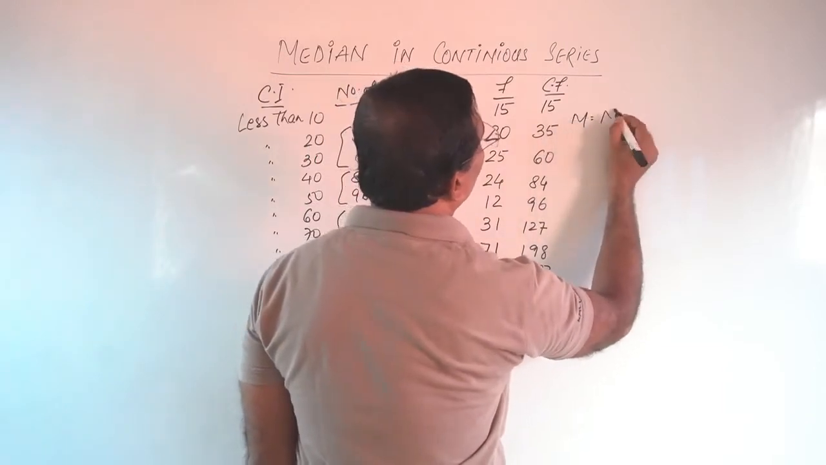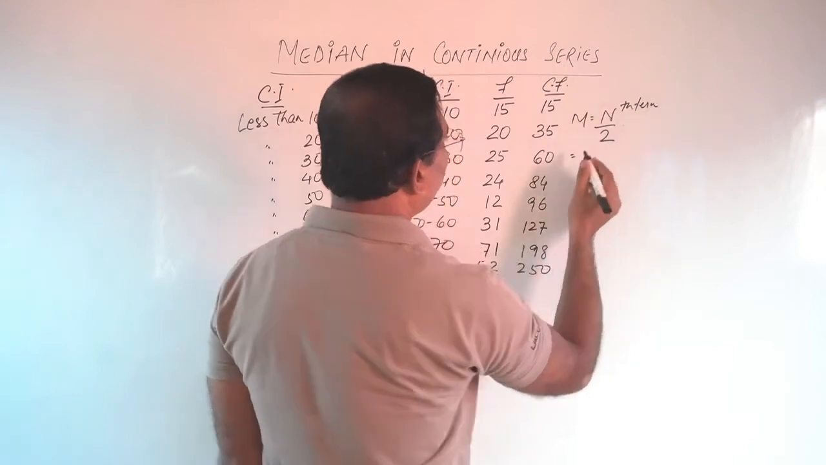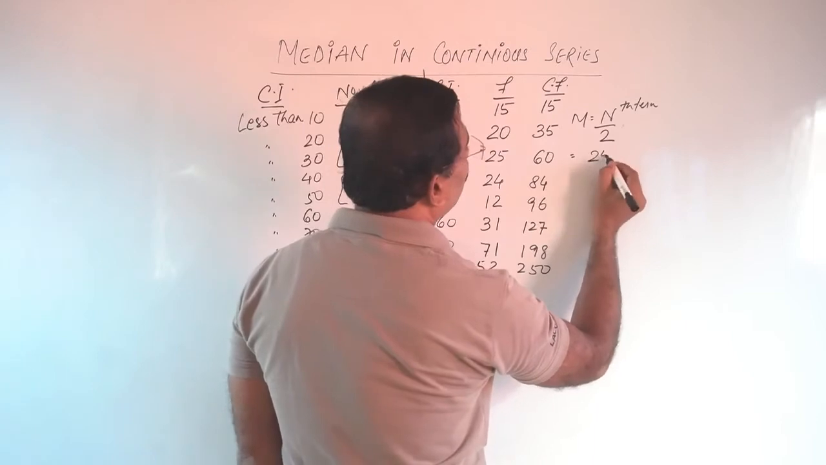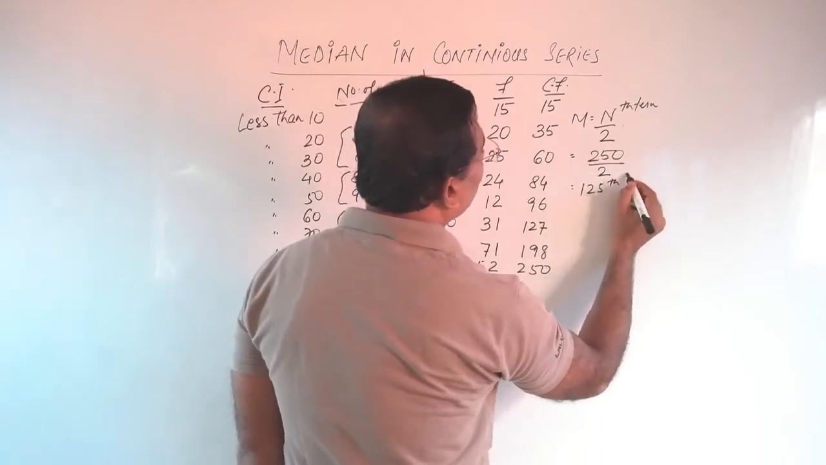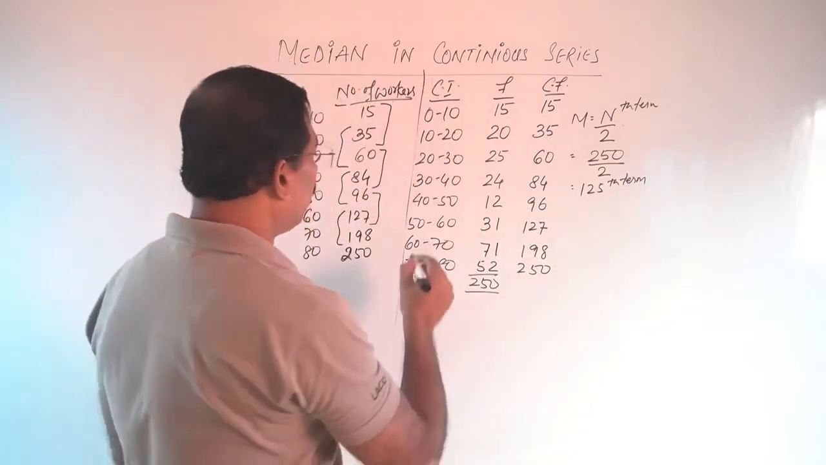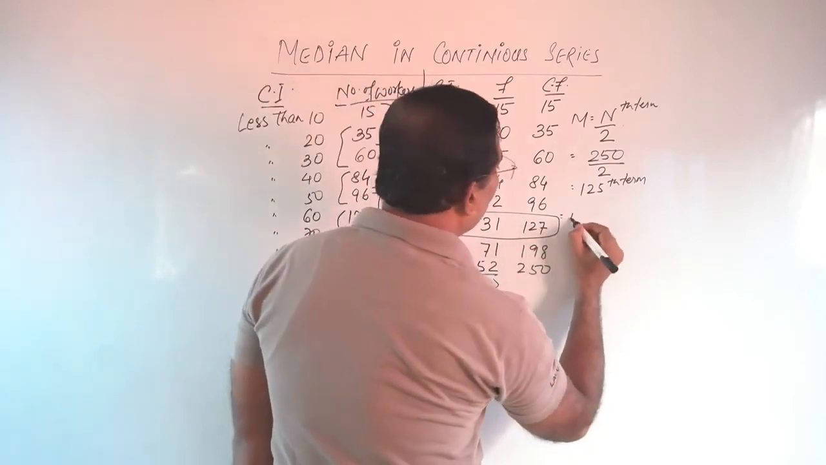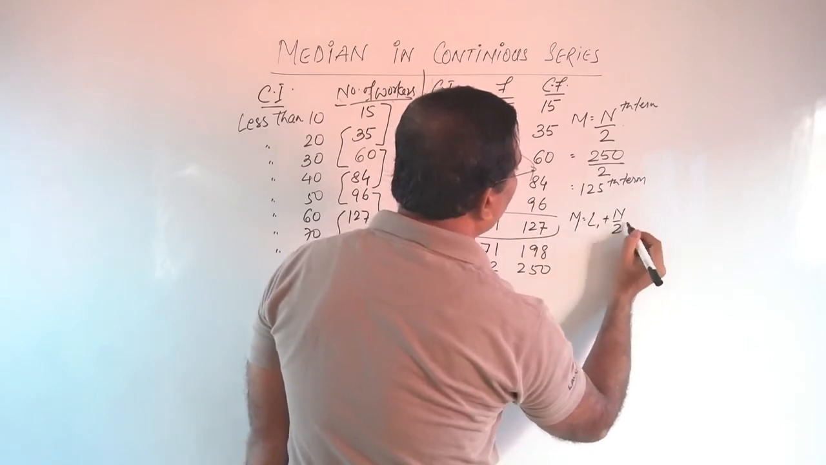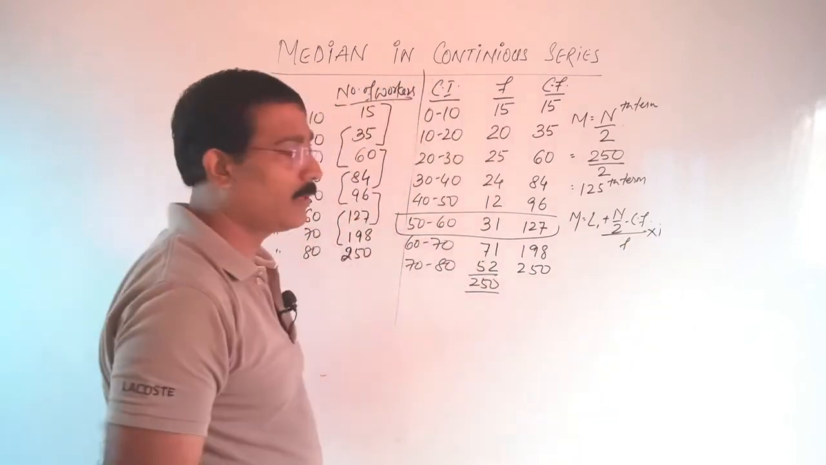M is equal to n by 2th term. What is n? That is 250. You just add it, you will get 250 upon 2, 125th term. 125 will lie in this class, the median class, and then put the formula. M is equal to L1 plus n by 2 minus Cf upon F into i.